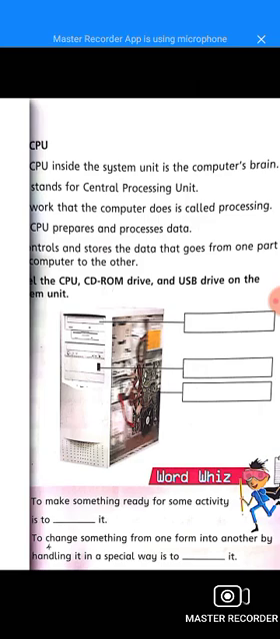Okay, what is the brain of computer again? Recall CPU. CPU is Central Processing Unit. What is the function? To prepare the data, to process the data, and to store the data.